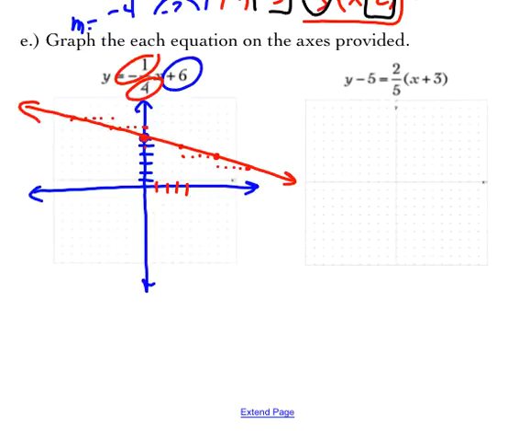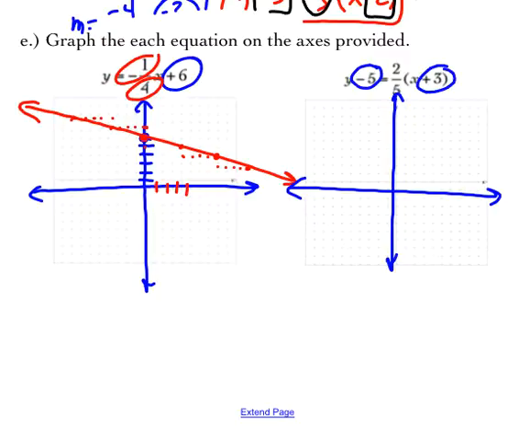Second one, pretty similar, other than the fact that it's a totally different form of the equation, right? But I can still do the same things for this one. Namely, this actually gives us a coordinate point on the graph.